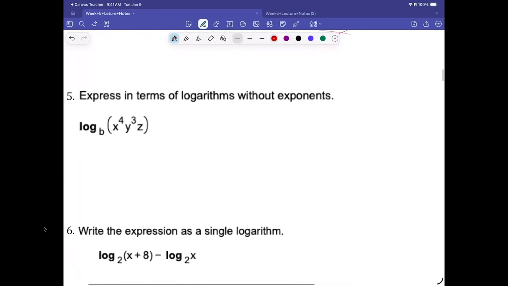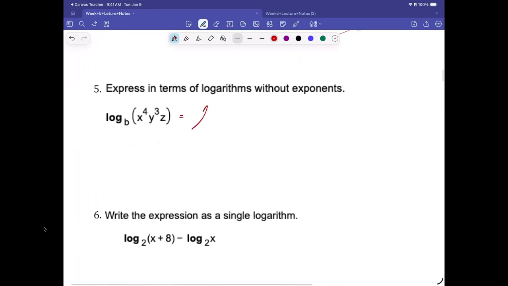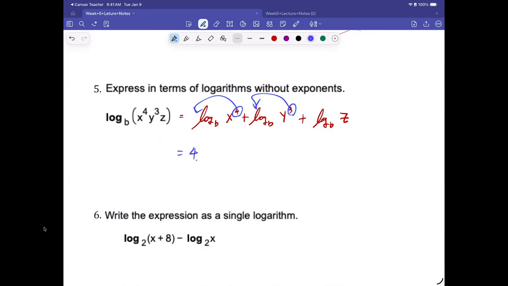So like number 5, this is what I'm talking about. The base b, x fourth, y cube, the z, right? So addition first, and then bring that 4, 3, oops. And then the last one, you don't have to do that. Like that.